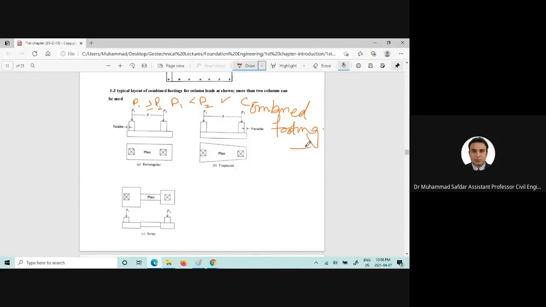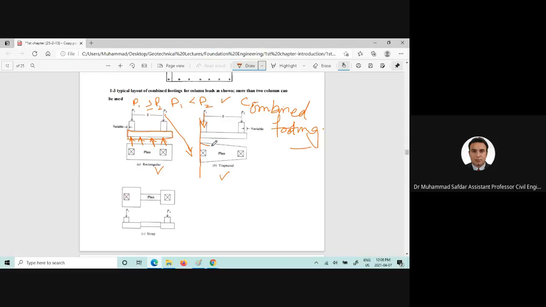Now, in order to have the uniform distribution beneath that footing, we combine this foundation. Sometimes you can use that as a rectangular, or sometimes as a trapezoidal. How and why? For example, P1 is greater in this case. So if I would say here, and here we are having a property line, and the load is greater on P1.